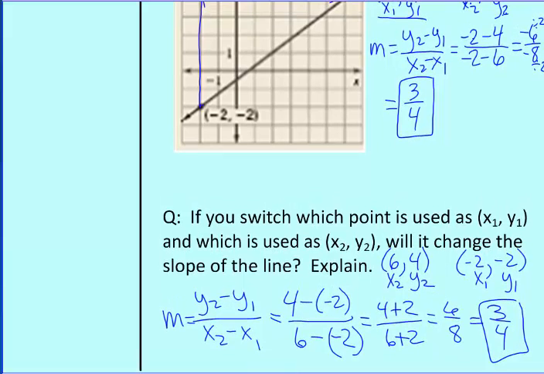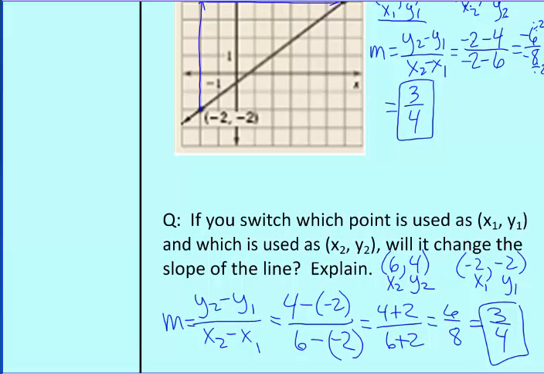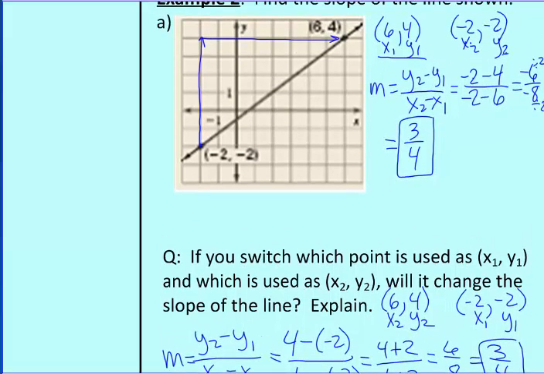So it doesn't matter which point you use as x1, y1 or x2, y2. You just have to be consistent when you're plugging it into your equation so that you are getting a consistent slope. It's the same line. It should have the same slope. It hasn't changed its slant at all. So it doesn't matter which one you label as x1, y1 or x2, y2. You should get the same slope. You just have to be extra careful with your positives and negatives along the way.